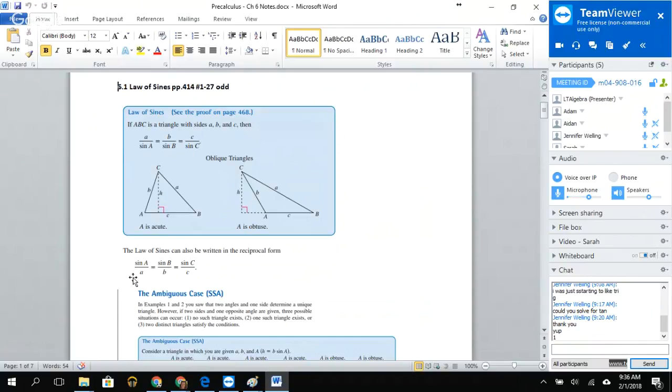Just a side note, the law of sines can also be written in the reciprocal form, which makes sense, right? If you just think about proportions, if you flip the proportions, the reciprocal is also true.